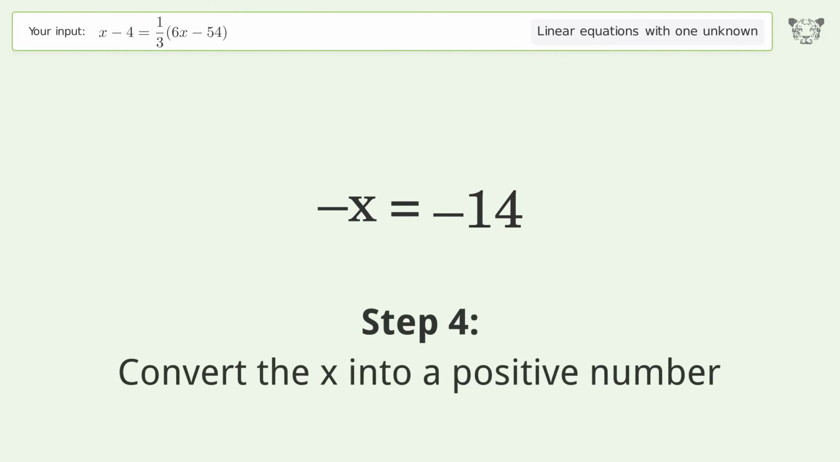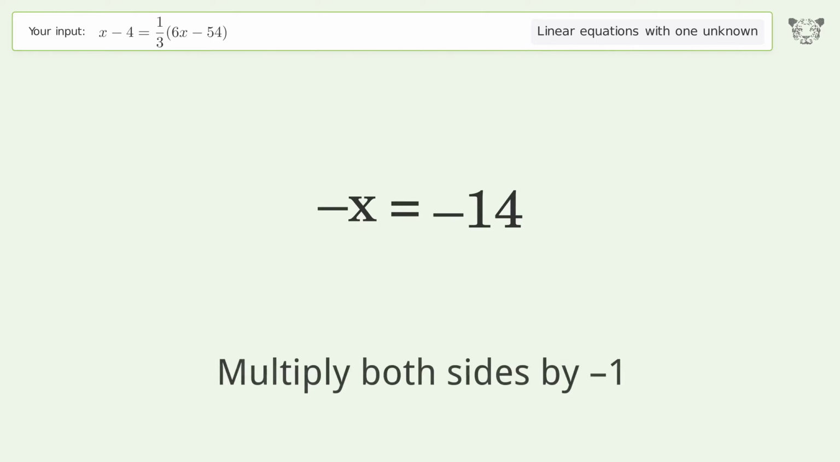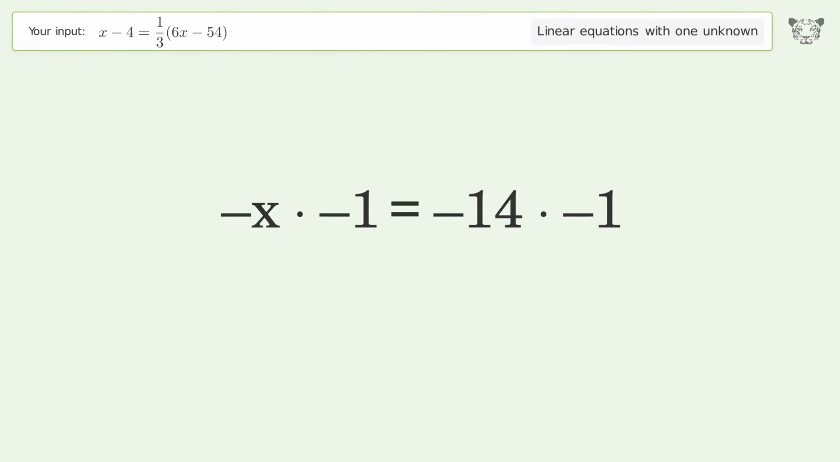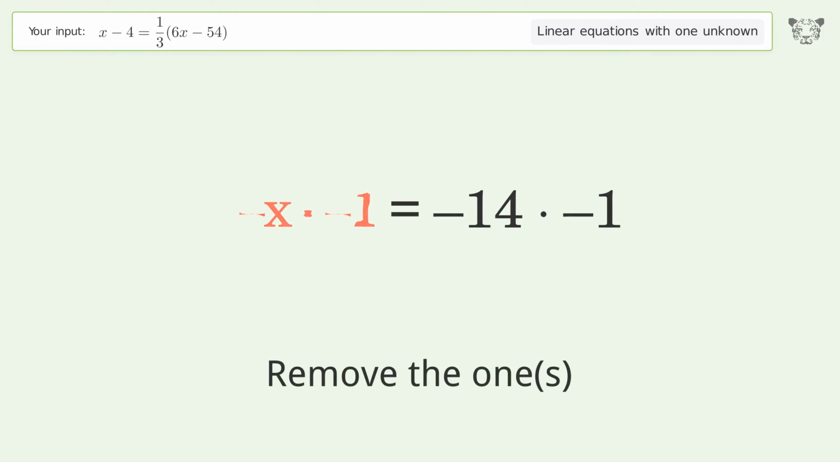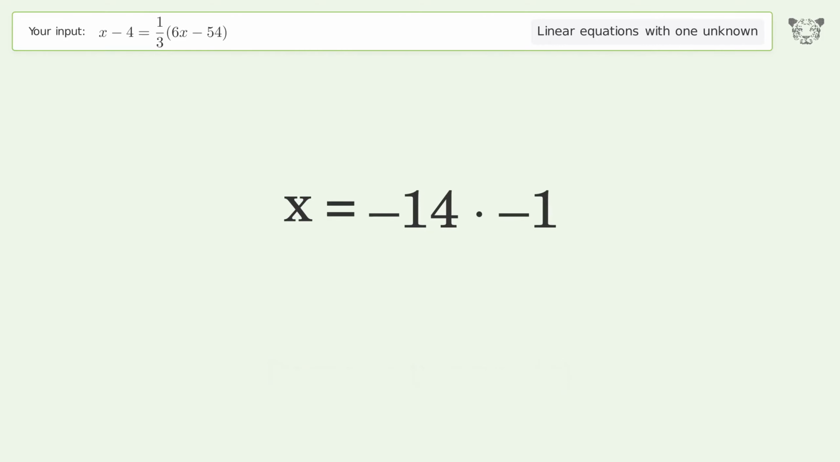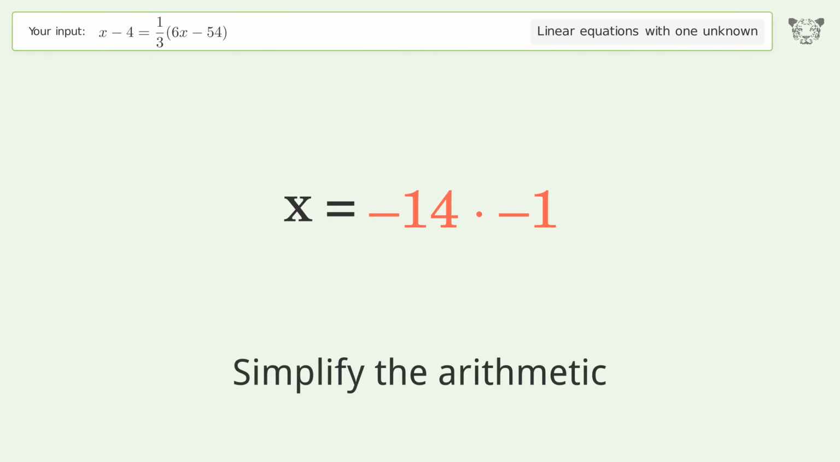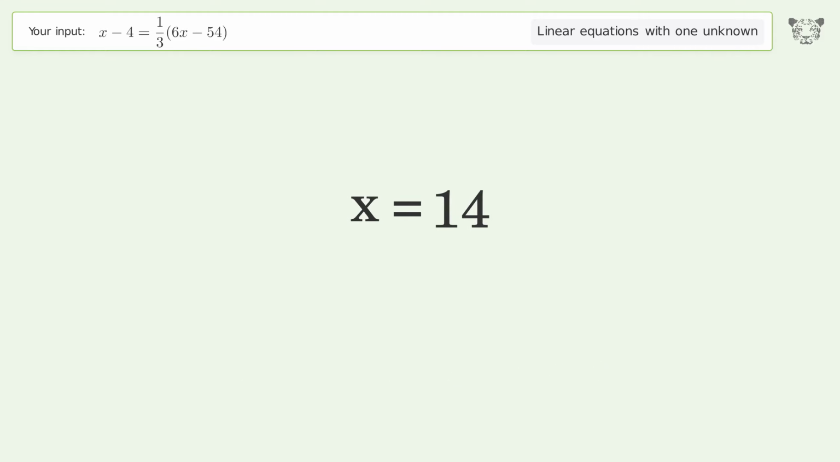Convert the x into a positive number. Multiply both sides by -1. Remove the ones. Simplify the arithmetic. And so the final result is x equals 14.